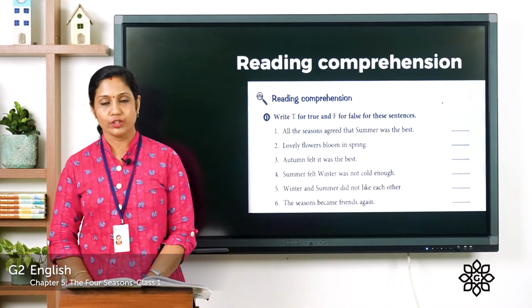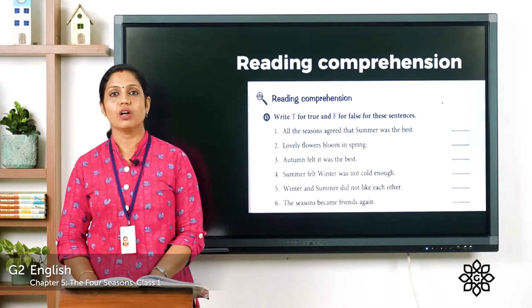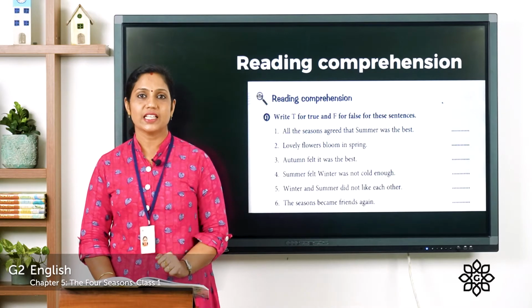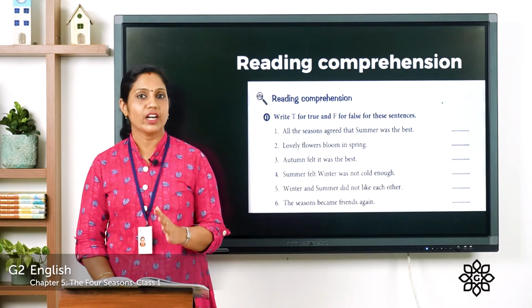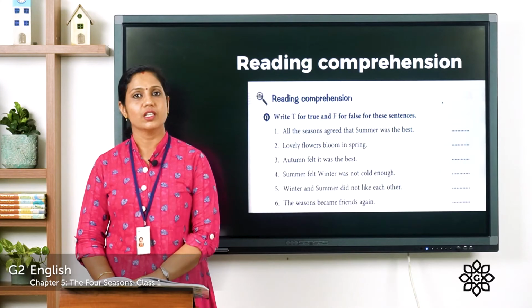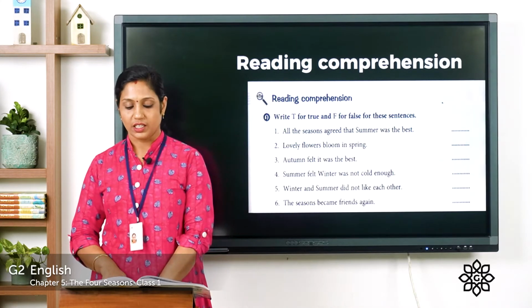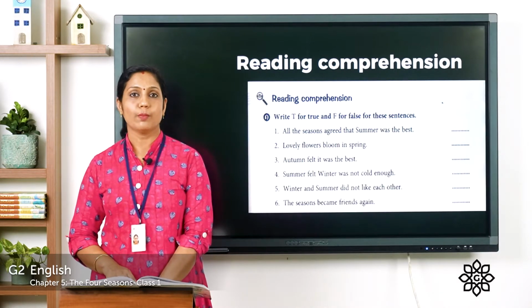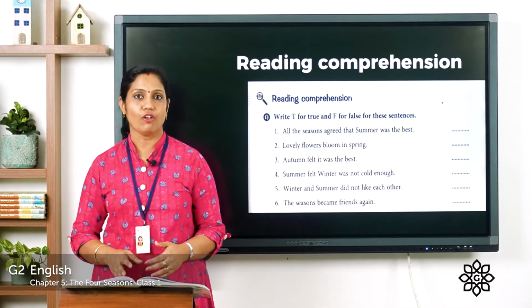Write T for true and F for false for these sentences. So you can see some sentences have been given, and if you have read the chapter, it will be easy for you to note down whether it is true or false. So now let's look at the sentences. The first sentence, all the seasons agreed that summer was the best. Is it true or false?